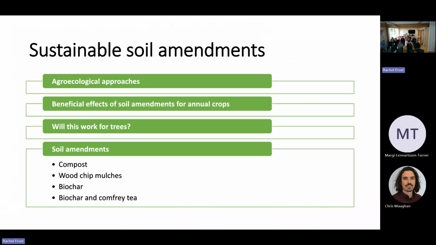So the soil amendments we looked at were compost, a peat-free compost, wood chip mulch, so willow in this case, biochar, and biochar combined with comfrey tea.